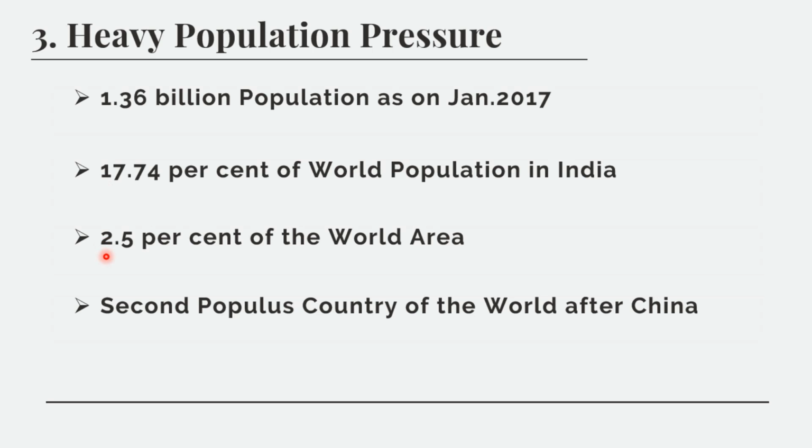In the near coming 2050, India will be the first populous country in the world. Now it is the second populous country of the world after China. China is the first populous country in the world and India is the second one. In the year 2050, India will become the first populous country of the world and China will become the second.